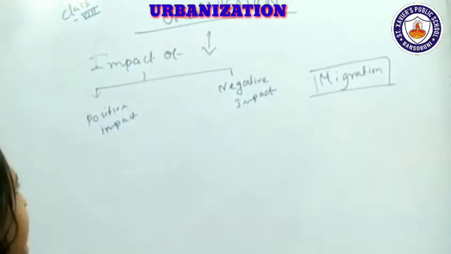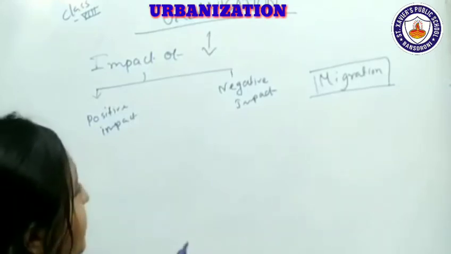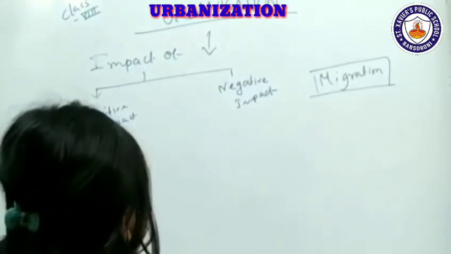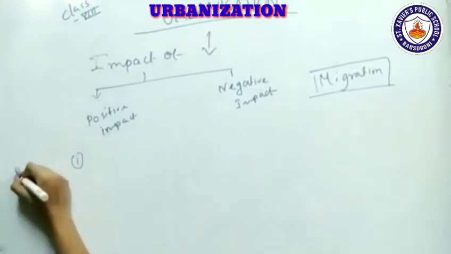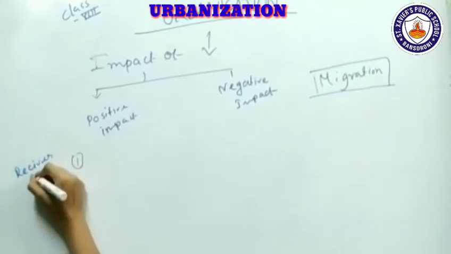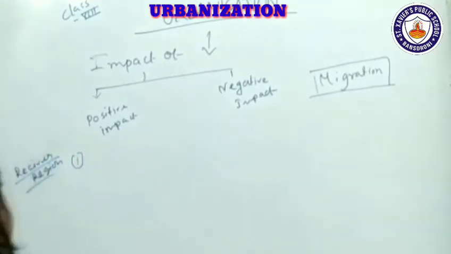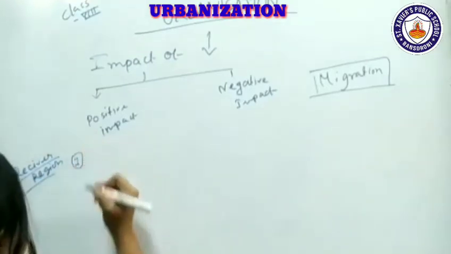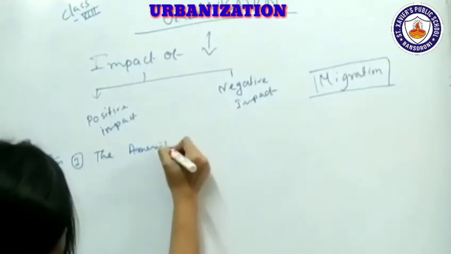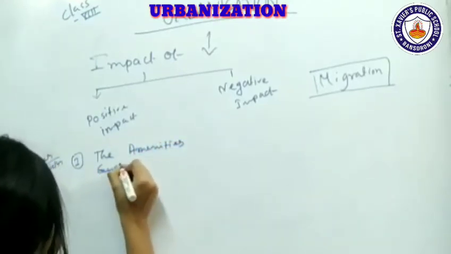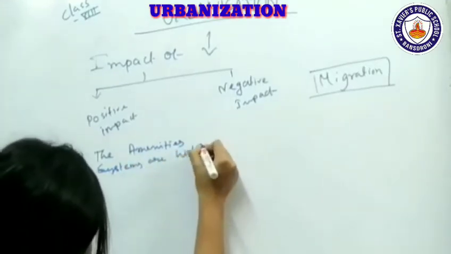Where the people are moving from one place to another place, I mean the receiver region. This is the receiver region. The receiver region has different positive impacts. What are the different positive impacts? Right, number one, the amenity systems are highly accumulated.